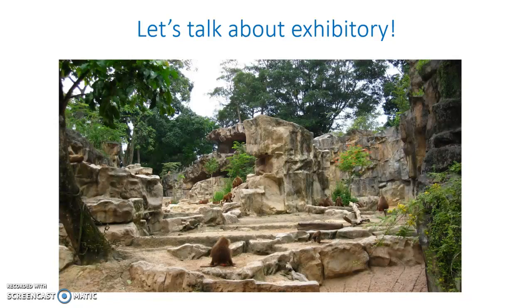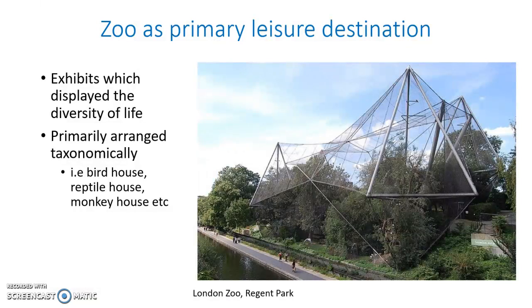So now let's talk about exhibitry. So zoo is seen as primary leisure destination. It is an exhibit which displays the diversity of life primarily. That is what it is. It used to be arranged taxonomically, such as bird house, reptile house, monkey house, and etc.